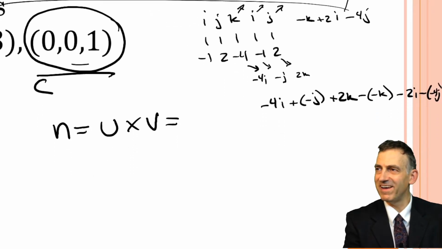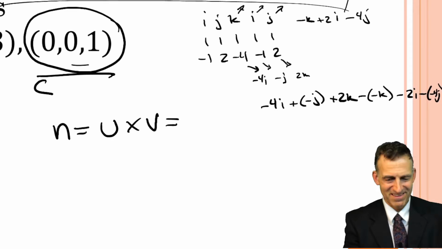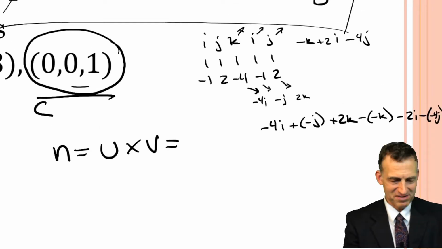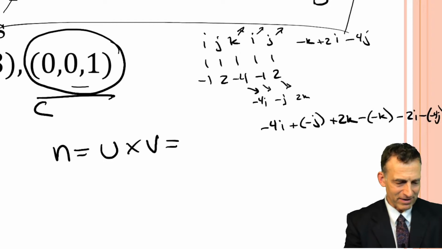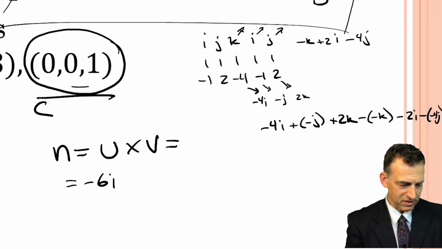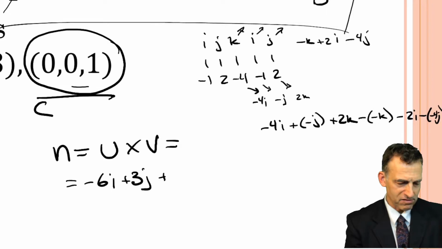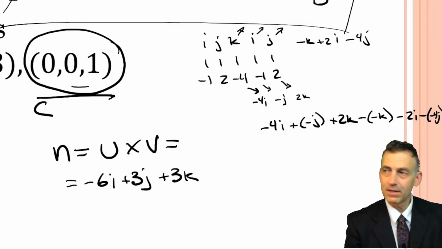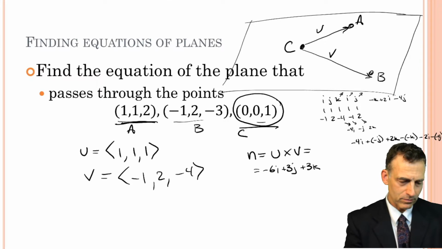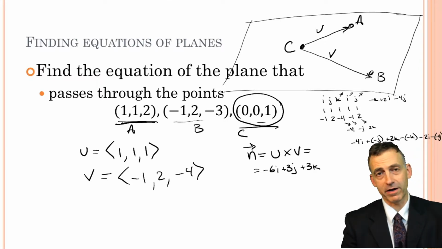Okay, so then now I can write down my cross product. I'm going to put it underneath all this. So this will be equal to, let's see, -4i minus 2i is -6i. -j minus a -4j is plus 3j. And then 2k minus -k is plus 3k. So there's my normal.